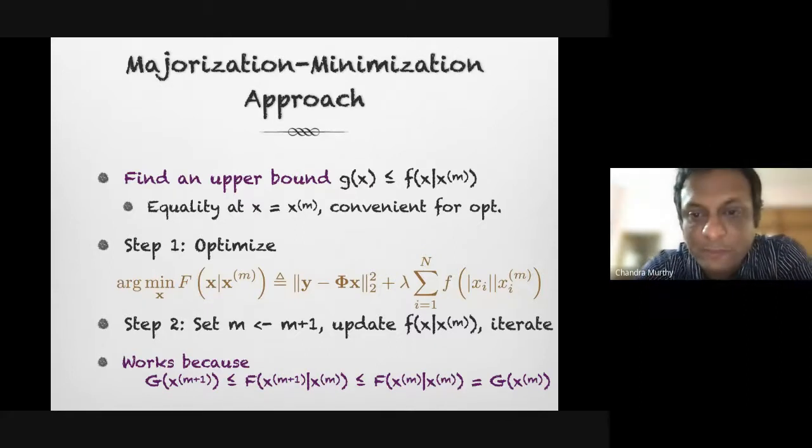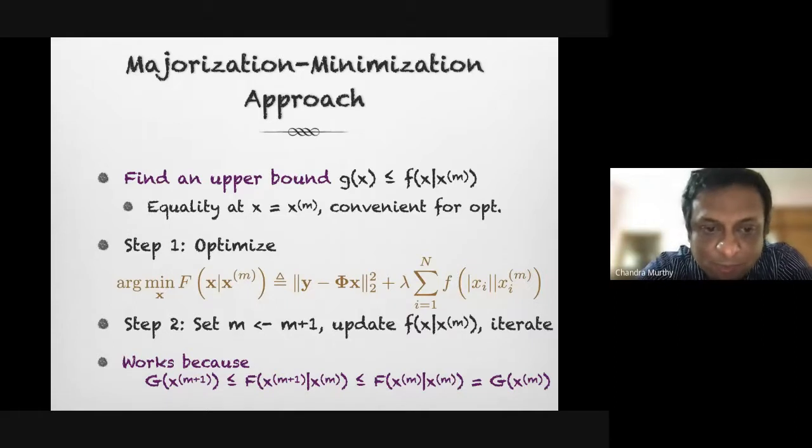Now this f of x bar xm is something that is convenient for optimization. So then you do this optimization. You solve for the x that minimizes the L2 norm squared of y minus phi x, plus lambda times the summation of f of mod xi bar xim. That gives you xm plus 1. Then you replace m plus 1 with m, and then you find a new upper bound at this new xm. And then you go back to step 1. So you iterate between step 1 and step 2. Step 1 is to optimize the surrogate cost function f of x bar xm. Step 2 is to update f of x bar xm with a new upper bound.